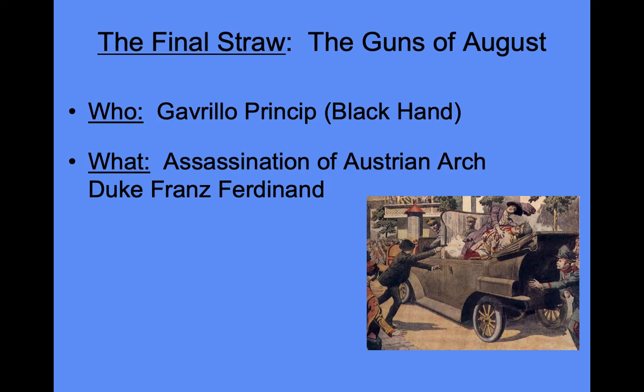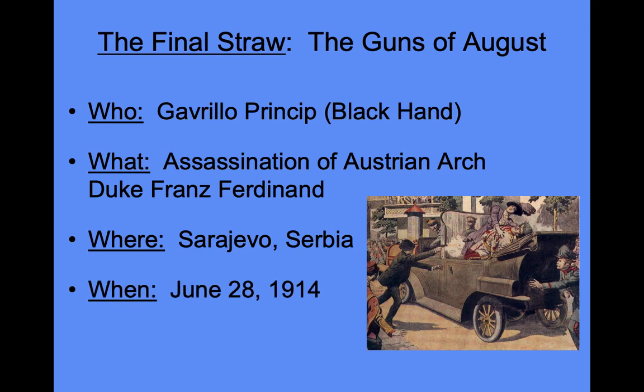Ferdinand's assassination occurred on a trip to Sarajevo, the capital of the country of Serbia, which had been taken over and claimed by the Austrian Empire. During his visit on June 28, 1914, Princip and the Black Hand carried out their assassination attempt, killing Franz Ferdinand and his wife Sophie. This event was the final straw in starting World War I.